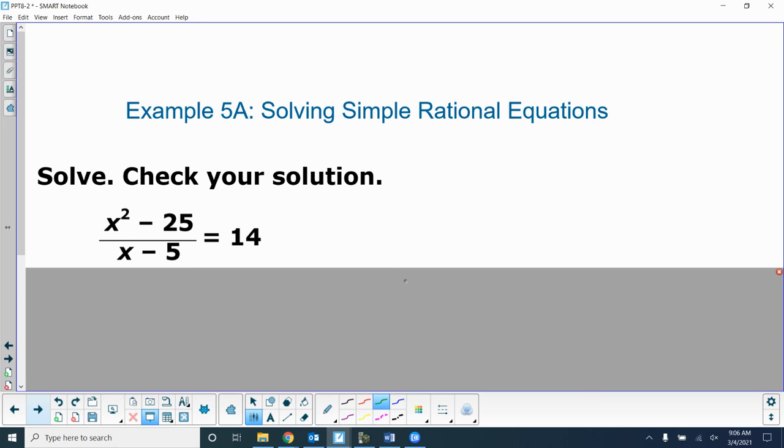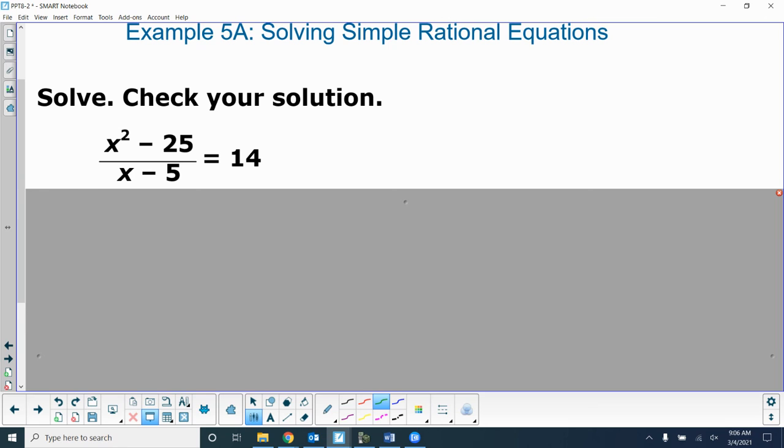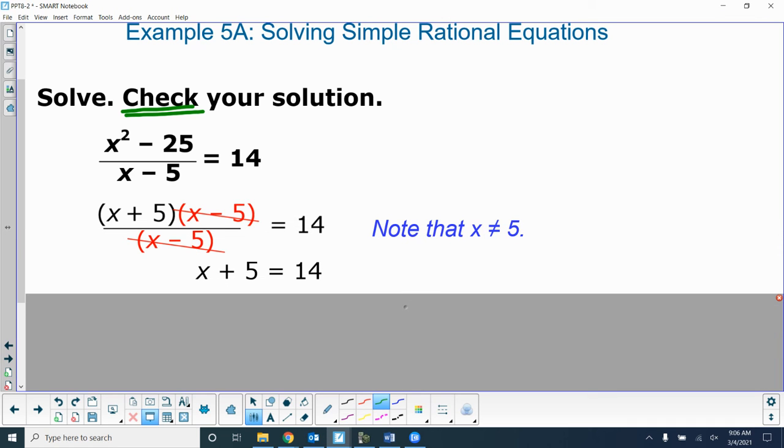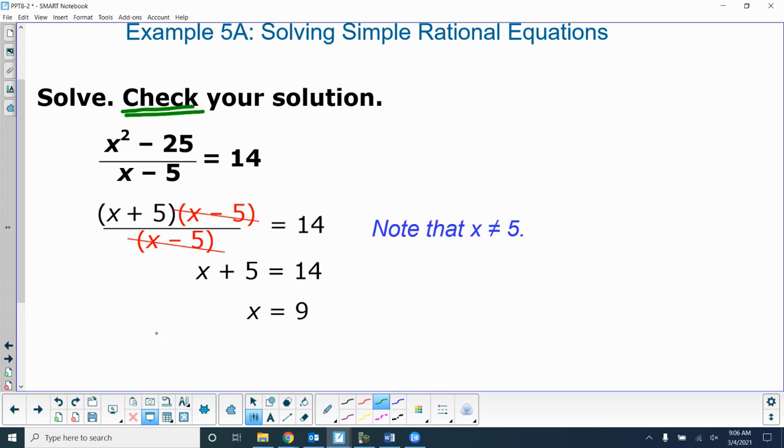What do we call that top? That numerator? Difference of squares. What's it come out to be? X plus 5 and x minus 5. What happens to the x minus 5s? They cancel. Okay? What's it say after solve here? Check. Okay? So we did that. We cancel. So here's my problem. What do I do to finish it up? Subtract 5, right? What's 14 minus 5? 9. 9, right?